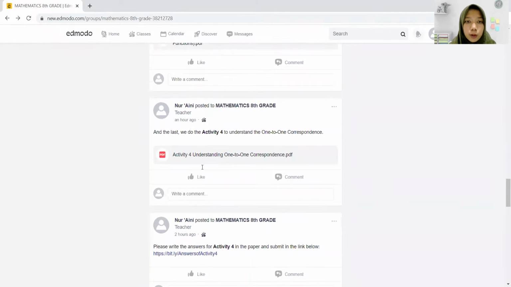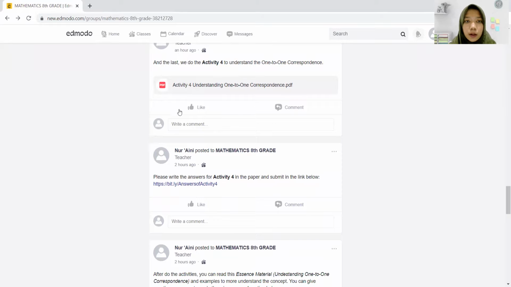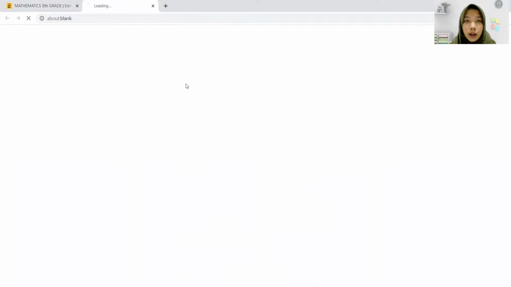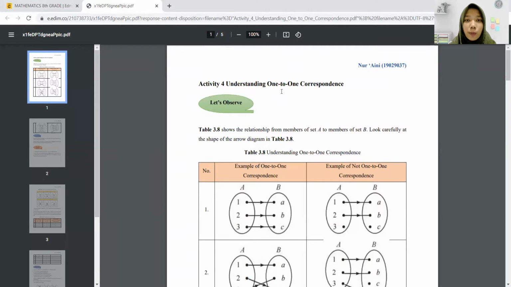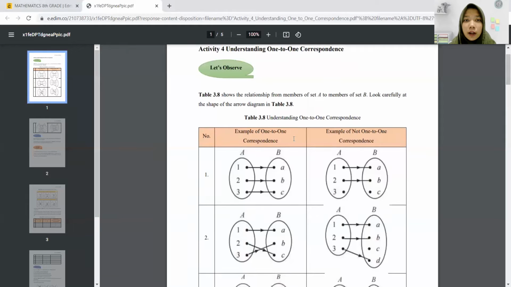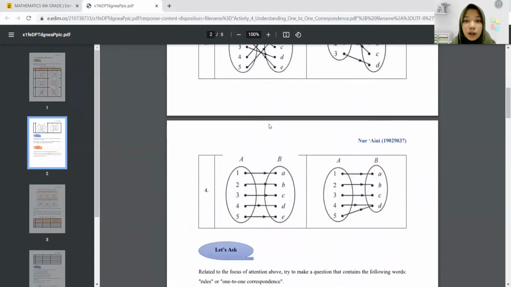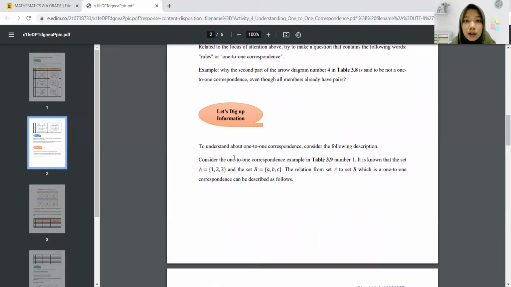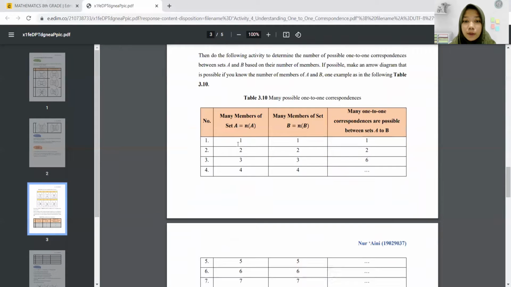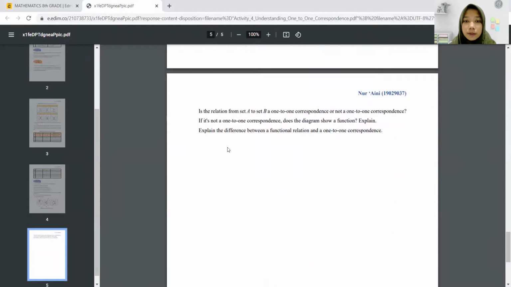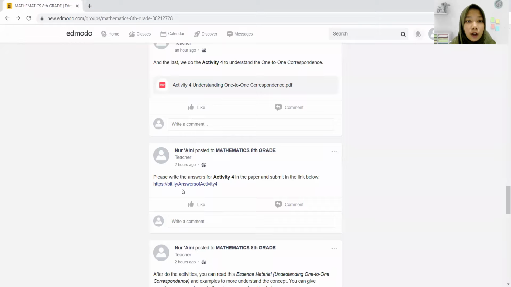And the last, we do the activity 4 to understand the one-to-one correspondence. Activity 4, students can open this file. I ask students to observe, to dig up information and reason. After that, I provide the link for students submit their answers for activity 4.